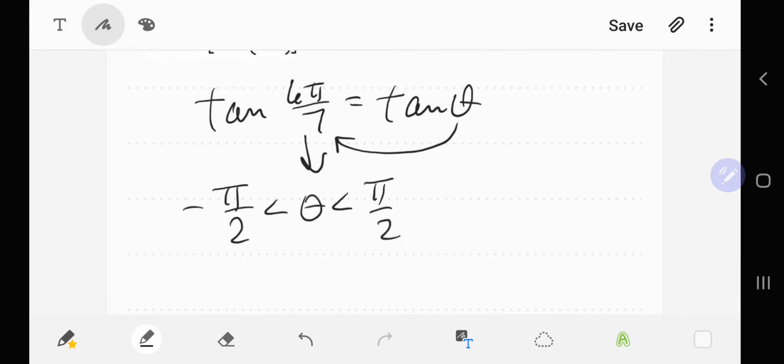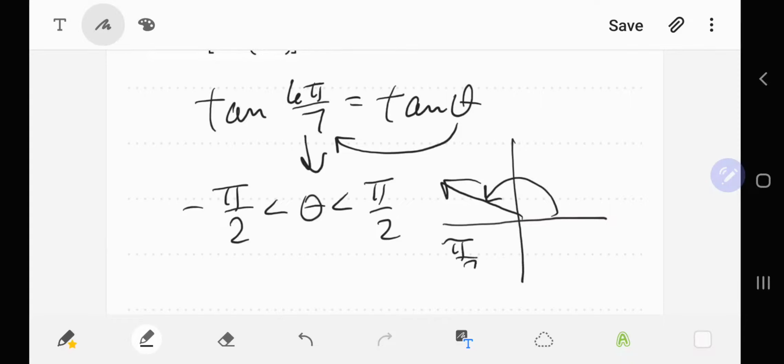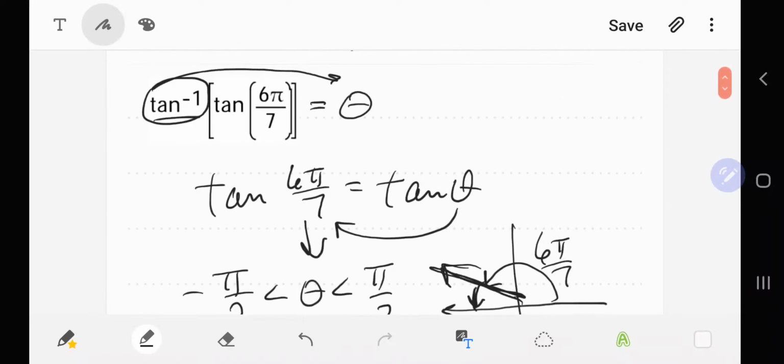So what we're going to do is draw a unit circle to find theta. So 6 pi over 7 would be in the second quadrant, and we know that that angle is 1 pi over 7 away from pi. So we've got 6 pi over 7 to this angle here, and another 1/7 would make 7/7, which is a pi.